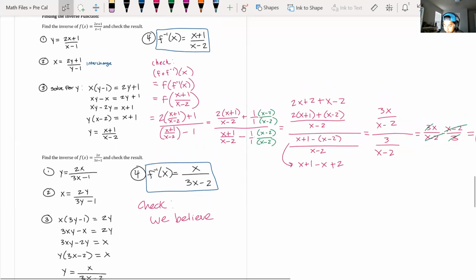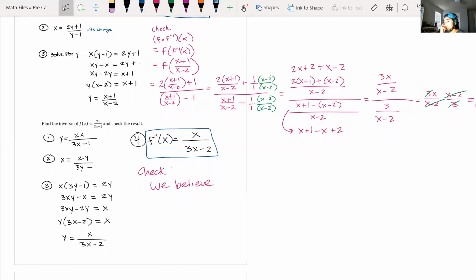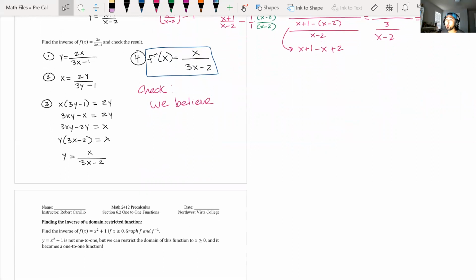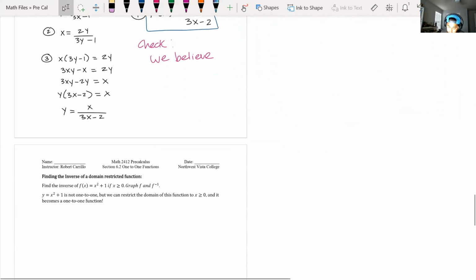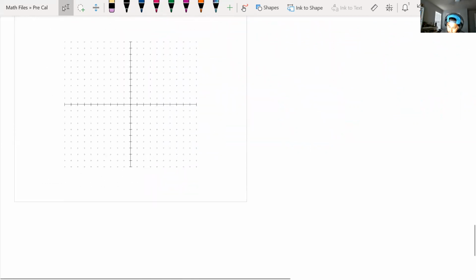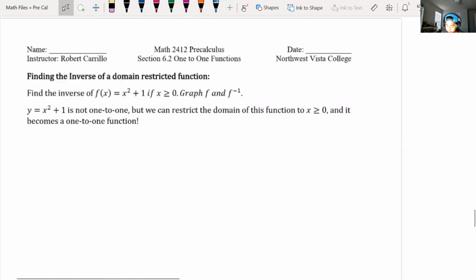Okay, cool. So that's the process to finding inverses, which is gonna be the same process when we deal with the trig functions. Just no fractions involved. A lot of compositions. All right, now we are on the last one for today.